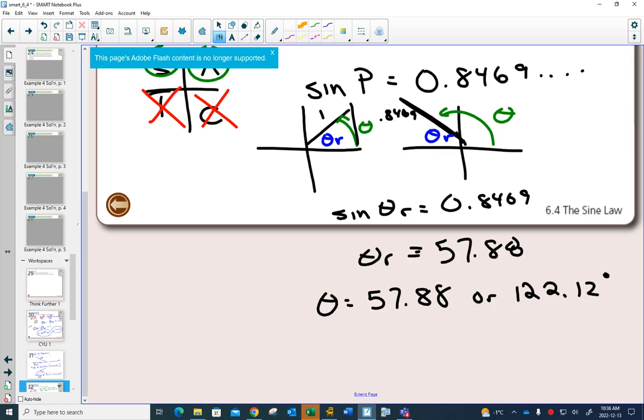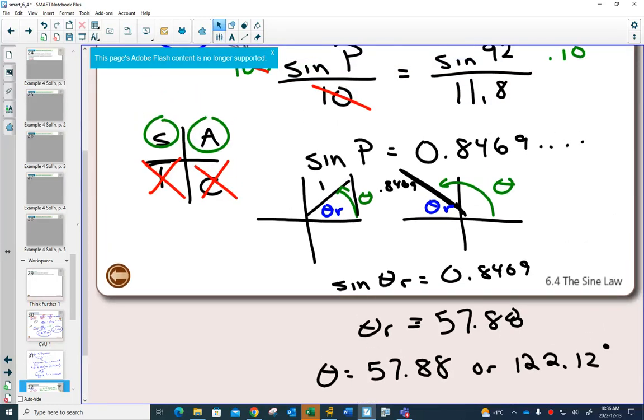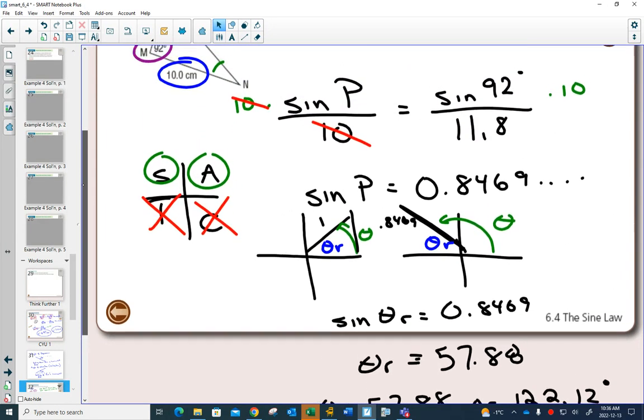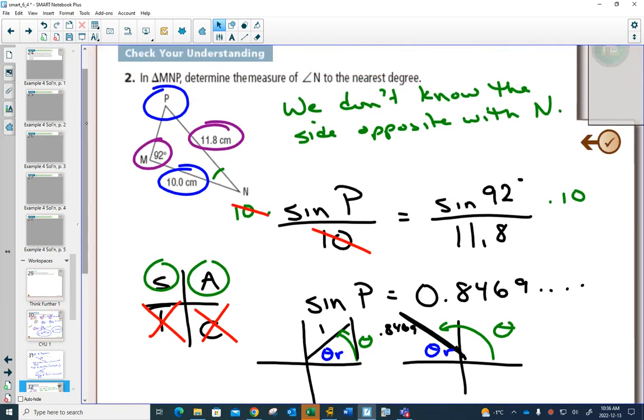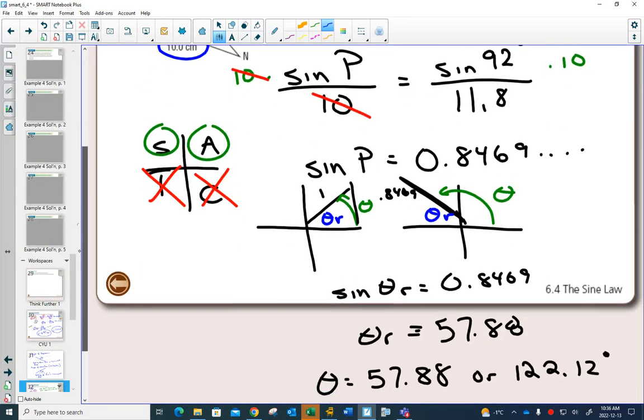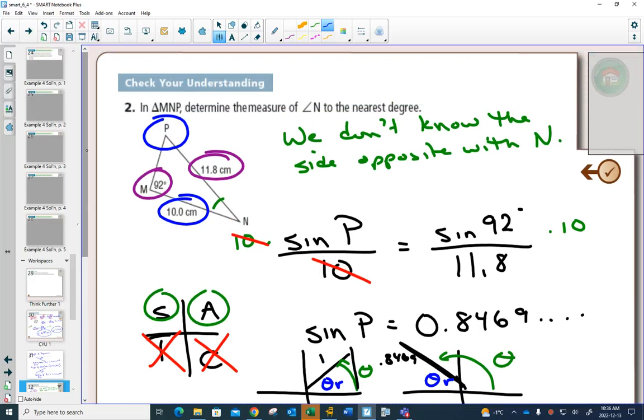Now we are dealing with an actual triangle in this question. Let's go back to our picture. We were solving for angle P. It says to the nearest degree, so I'm going to round those to 58 and 122. It means that angle P is either 58 or 122. Do both answers make sense? Which one doesn't make sense?